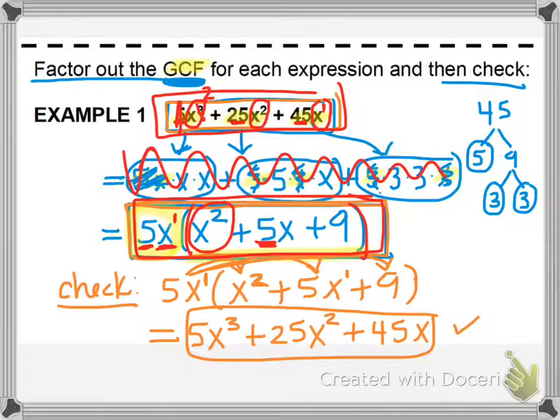I also took away one of its x's, so now I only have just the 1x left. And then for the last term, I took out a 5, so basically 45 divided by 5 is 9, and I took its only x. So that's why 5x times parentheses x squared plus 5x plus 9 is the factored version.